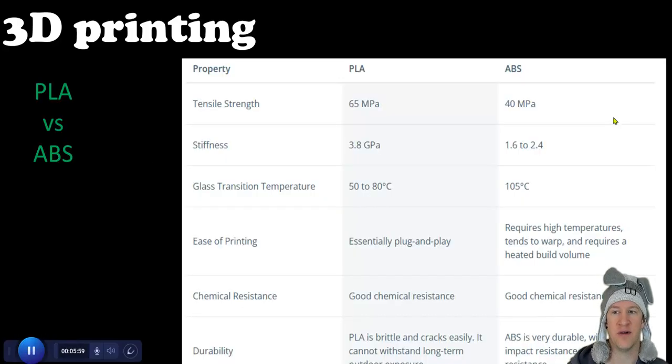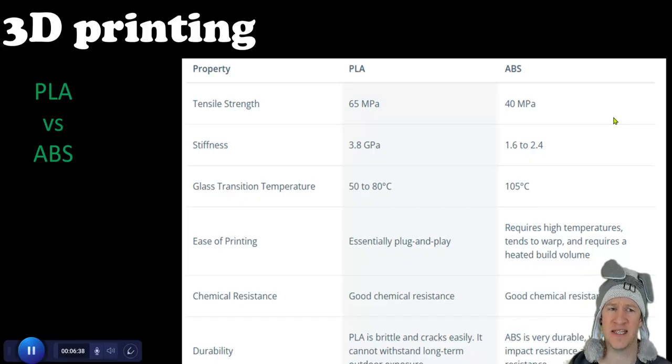To compare the two most common, PLA versus ABS, the tensile strength is how strong that material is, how many megapascals of pressure it can take. Gives you a gauge of stiffness. So PLA is a bit more stiff, 3.8 gigapascals versus 1.6 to 2.4. Transition temperature, this is sort of what temperature the glass bed should be. Ease of printing, a bit of a scale. Durability is the main one. PLA is very brittle. ABS is very, very strong. So if you're doing something that needs to be hard wearing, ABS or nylon are some good options.